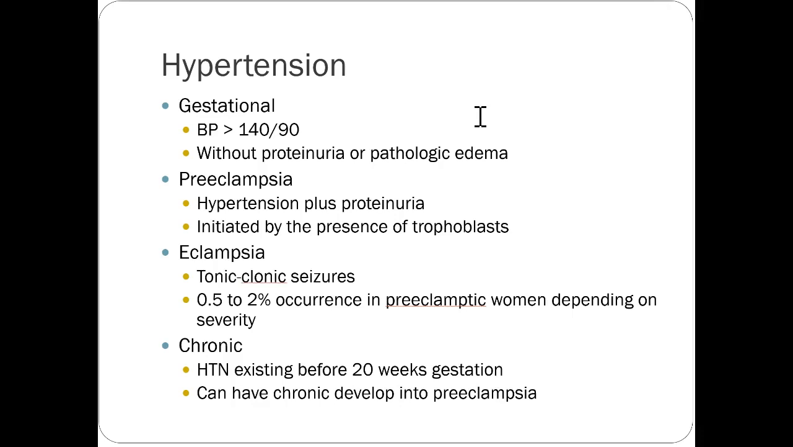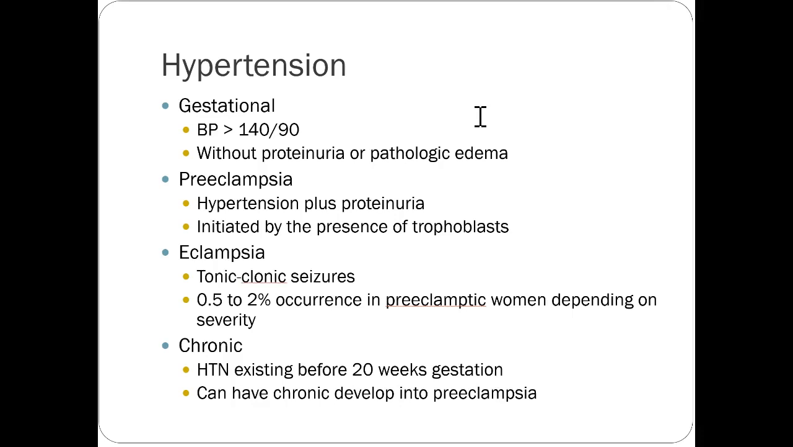All right, hypertension. Again, review from way back in the fall. Dust off that hypertension memory. You have gestational hypertension: blood pressure over 140/90 without proteinuria or pathologic edema. When you get more advanced, you have preeclampsia and eclampsia. Preeclampsia is hypertension plus proteinuria, and it's usually initiated by the presence of trophoblasts forming the beginning of the placenta. That usually causes a surge that throws neurohormones out of whack, with increasing norepinephrine causing hypertension. Eclampsia is preeclampsia plus tonic-clonic seizures.